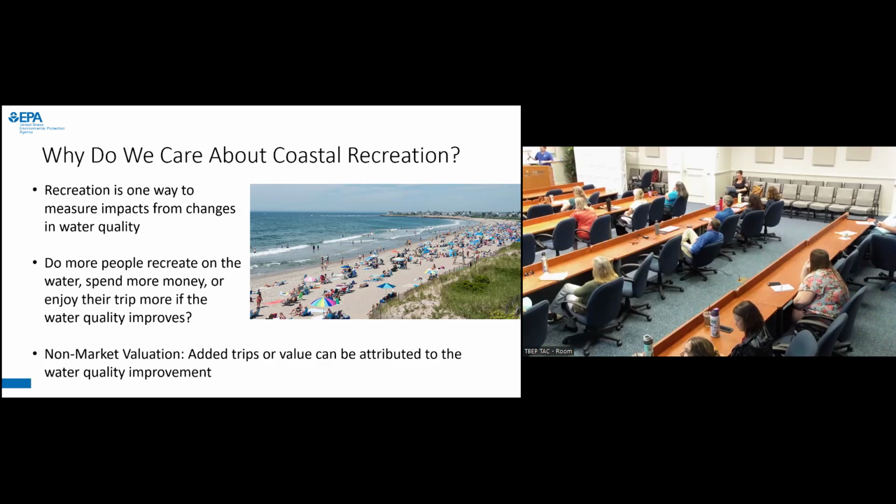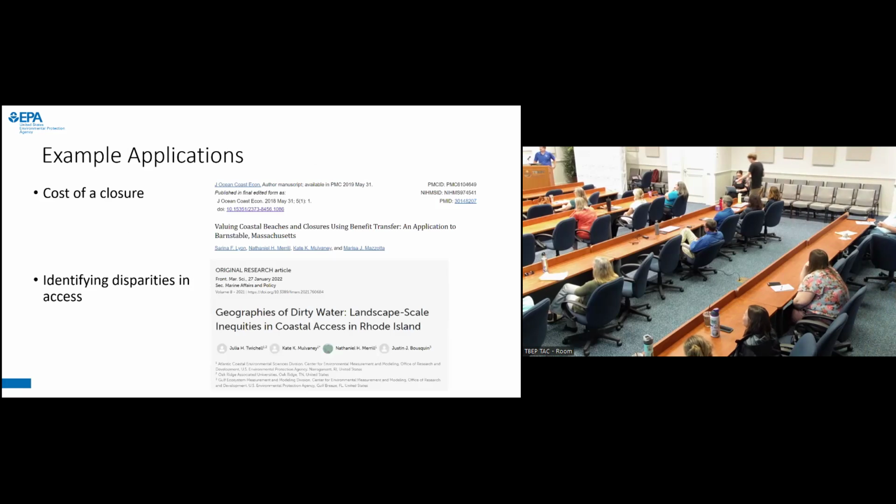And we use this in policy decisions, because any new rulemaking, any new regulation has to go through rigorous cost benefit analysis. We have to show that, say, a TMDL is cost effective. And this is one of the ways that we are able to put values in that benefit column.